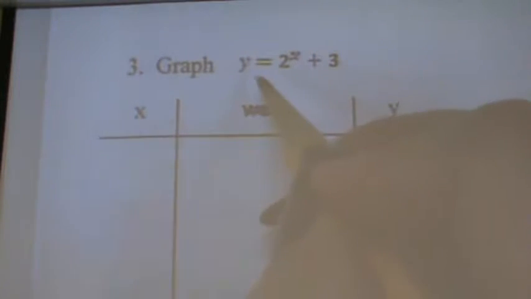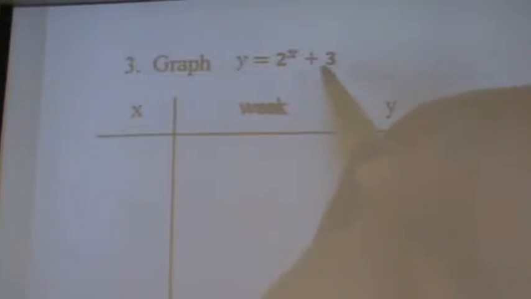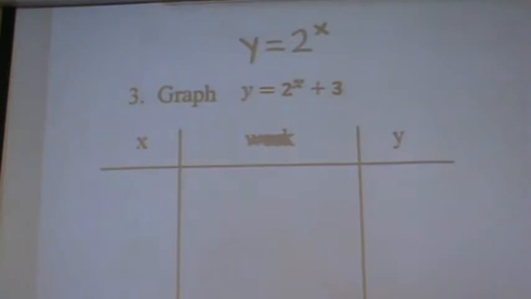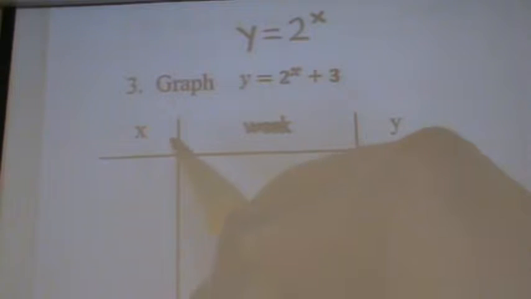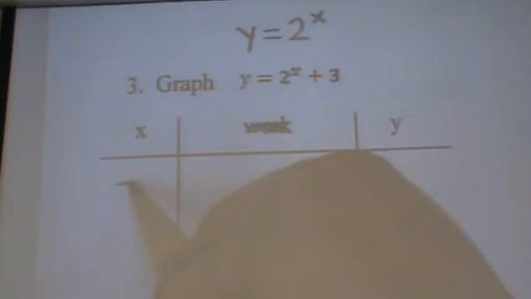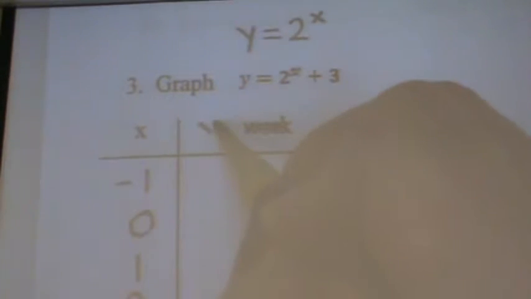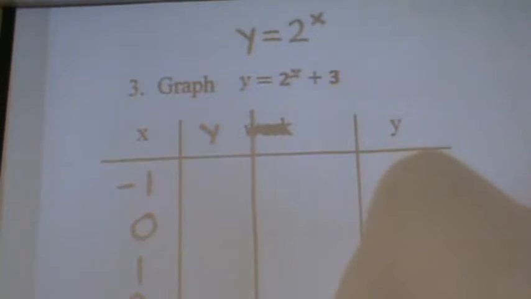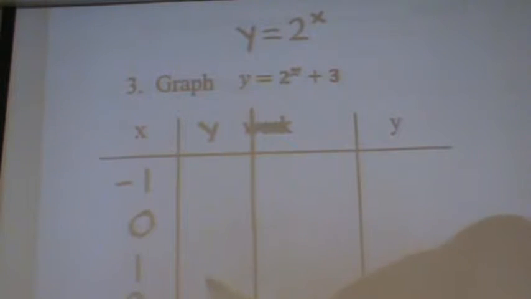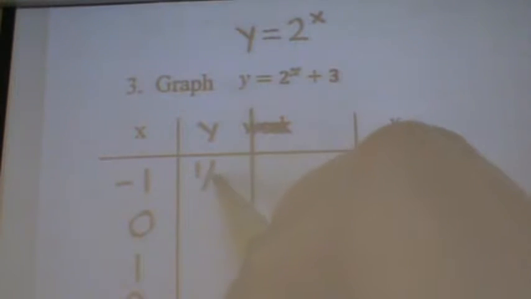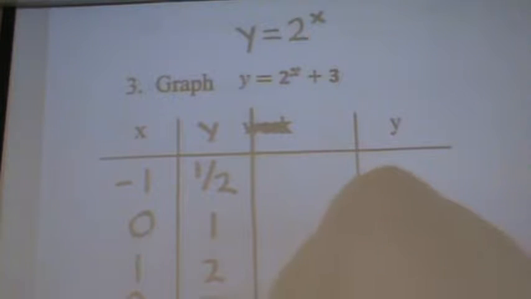Can you give me the parent function? This is y equals 2 to the x power plus 3. What's the parent function? 2 to the x power, very good. I want 4 points. What numbers will you plug in for x? -1, 0, 1, 2. Turn this into y like that. What would be your 4 y values? 1/2, 1, 2, and 4.